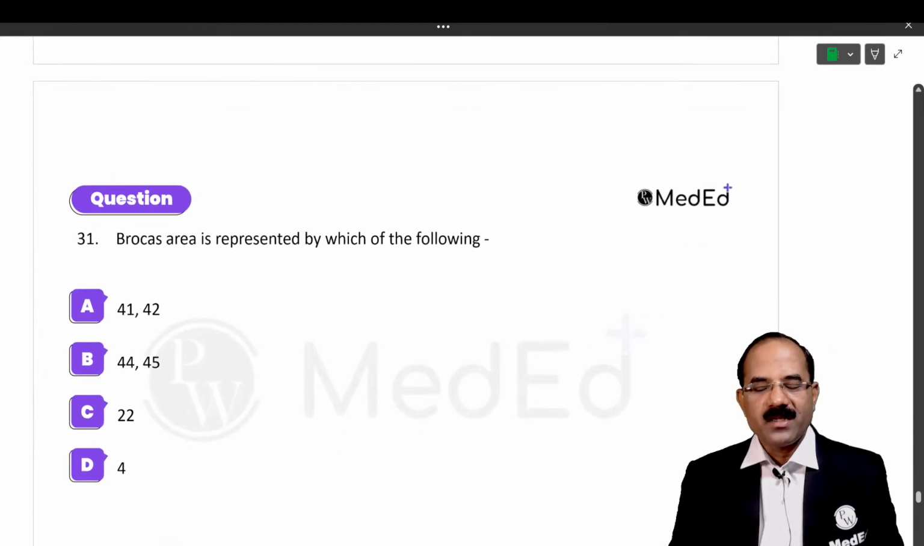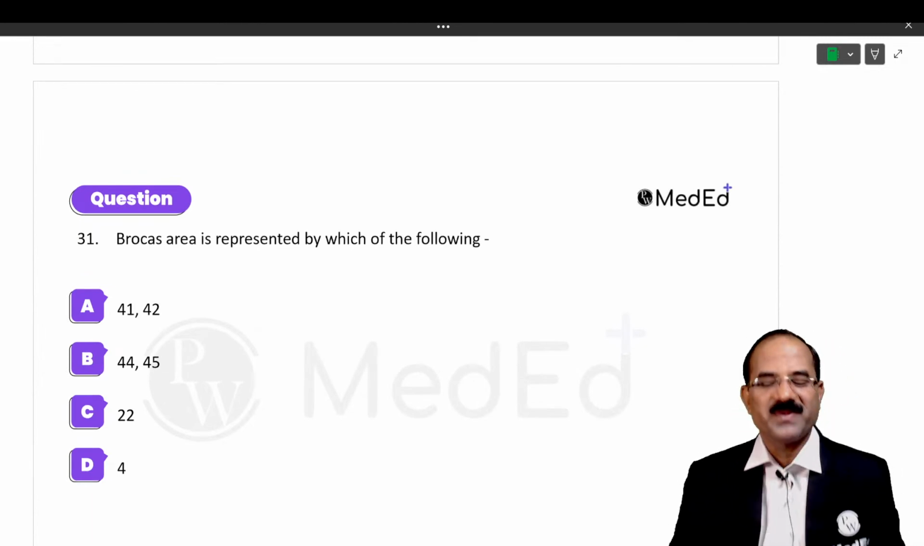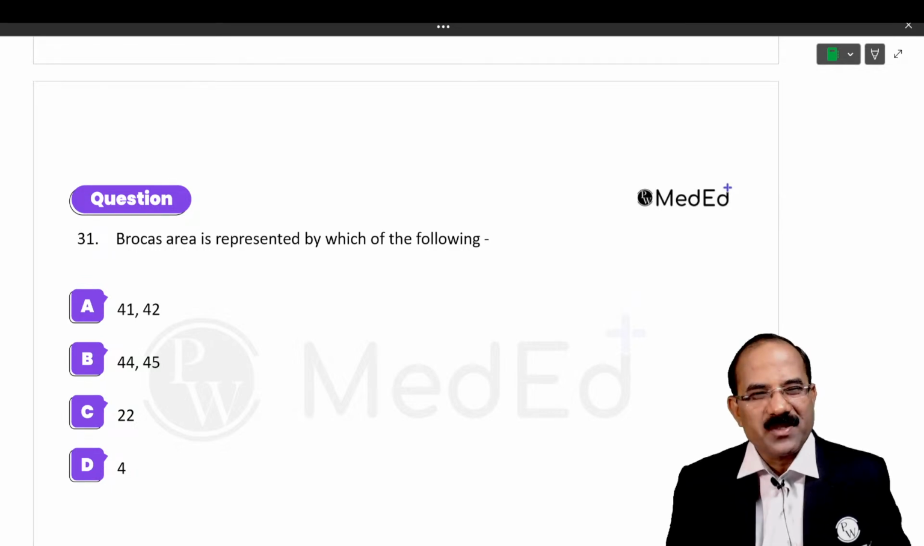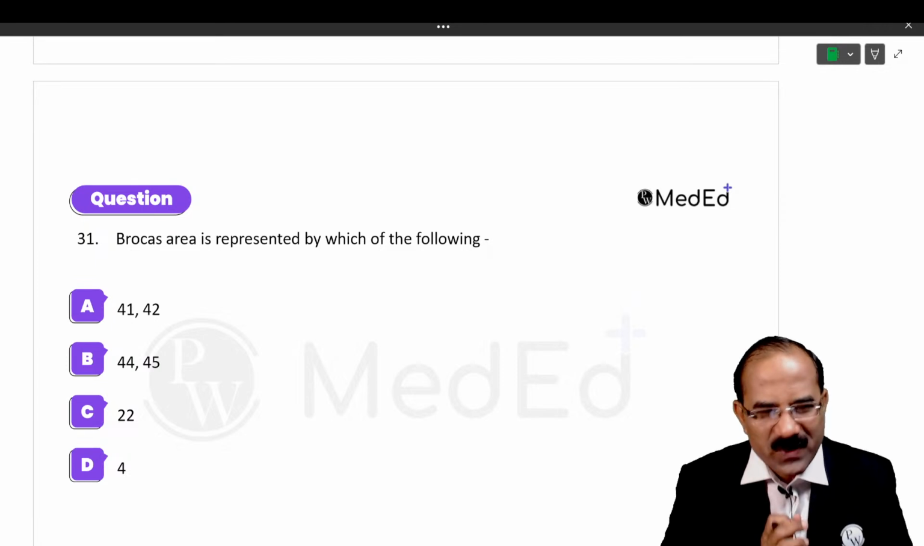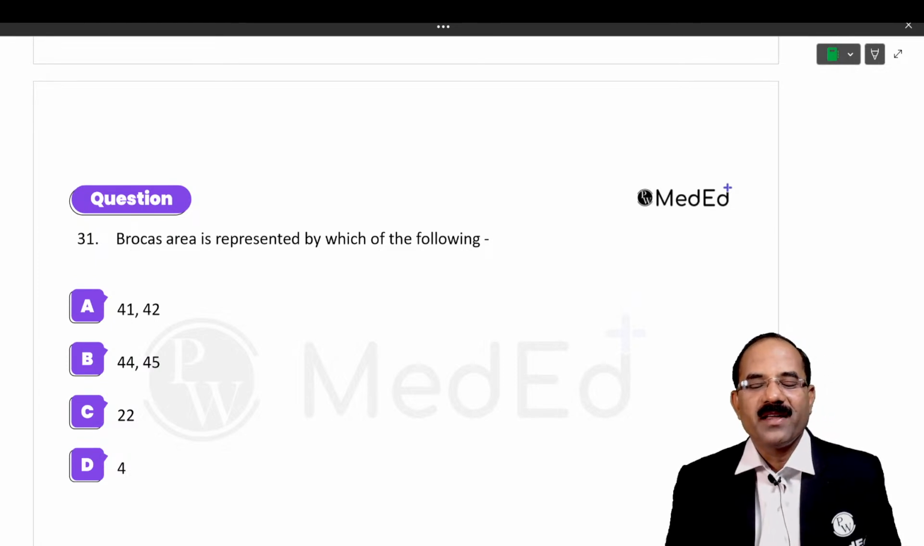Broca's area is represented by which of the following? चलो बच्चों ये आंसर करिए. This you should know. Come on students, come on. The last part of the MCQs is left and be active. Come on. Broca's area is represented by.